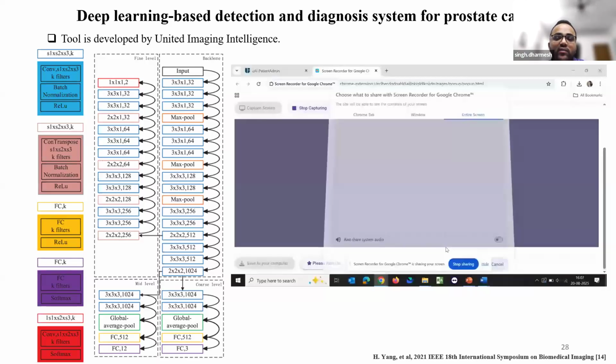This tool developed by United Imaging Intelligence integrates the workflow we just discussed, like prostate segmentation, lesion marking, quantitative parameter extraction, and automated PI-RADS scoring, and it allows radiologists to quickly obtain consistent and reproducible measurements, while also providing AI-based tumor quantification.